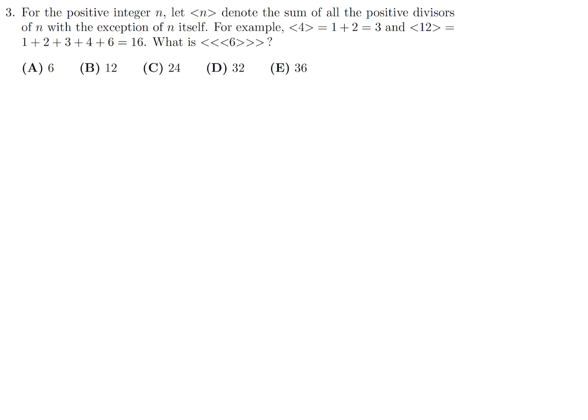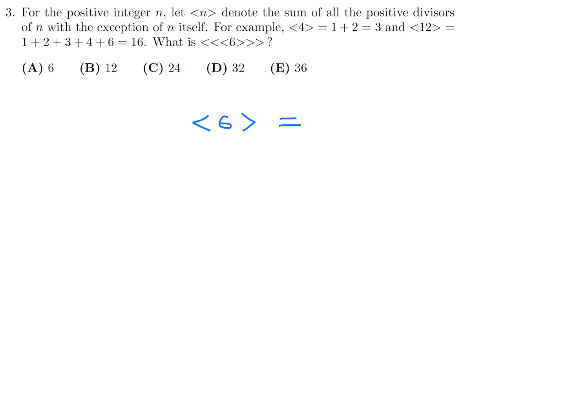For the positive integer n, let bracket n denote the sum of all positive divisors of n, with the exception of n itself. For example, bracket 4 is 1 plus 2, which is 3. Bracket 12 is 1 plus 2 plus 3 plus 4 plus 6, which is 16. What is bracket bracket bracket 6? So first just look at the first one.